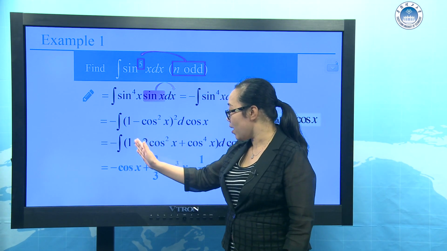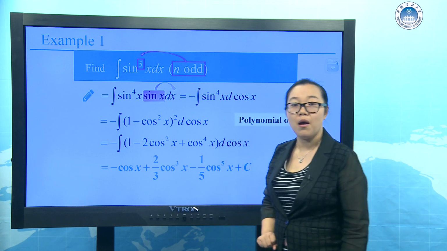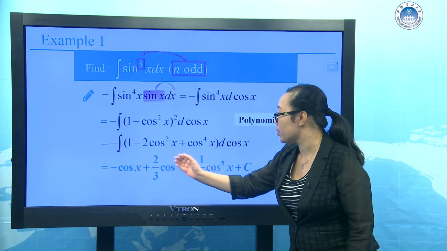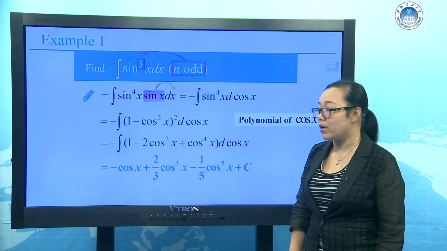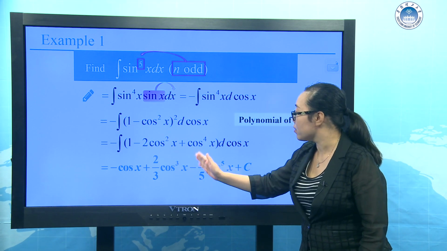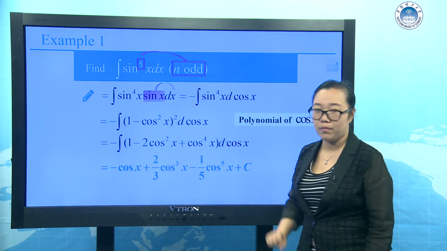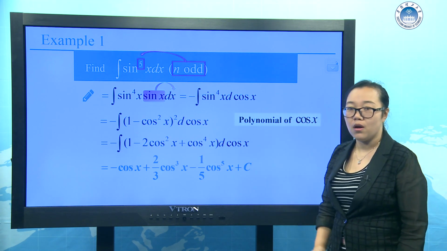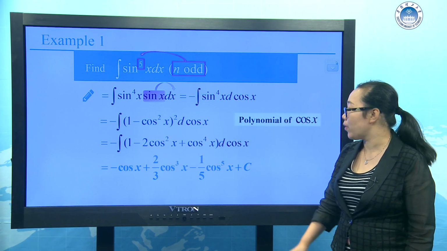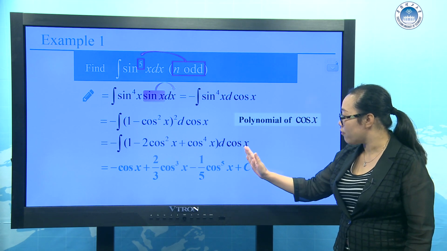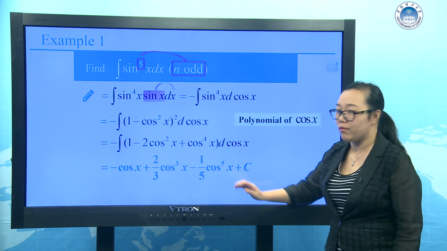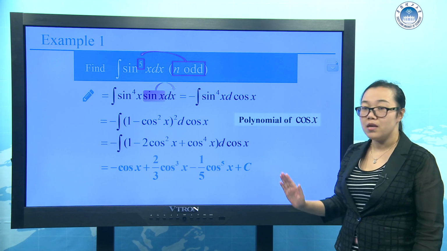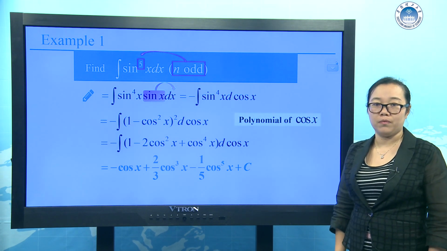Minus, copy 1 becomes cosine x. Minus 2 becomes positive 2 times cosine x cubed over 3. The last term, minus, copy minus, cosine x to the 5th power over 5, plus c. C means any real number.